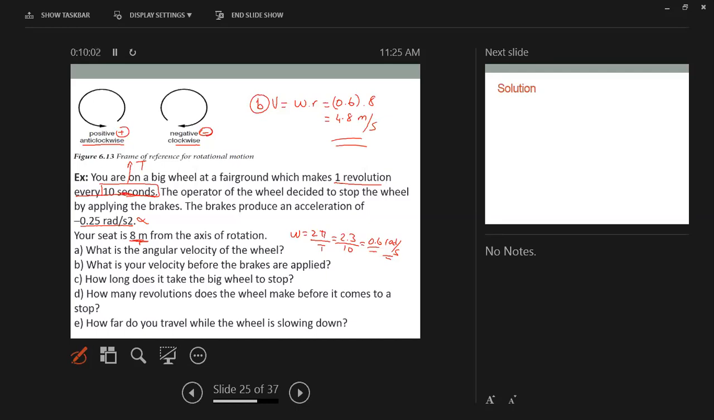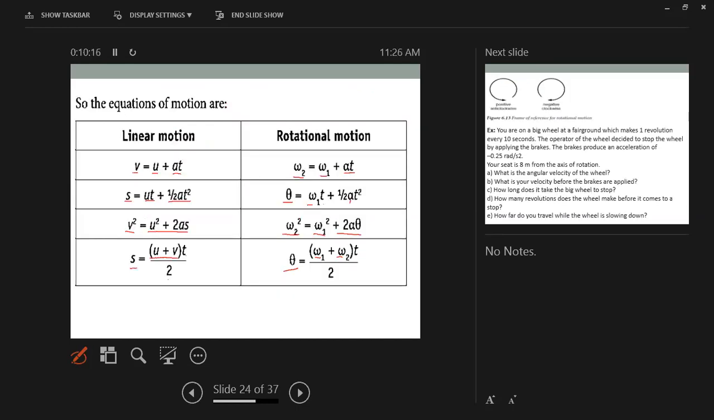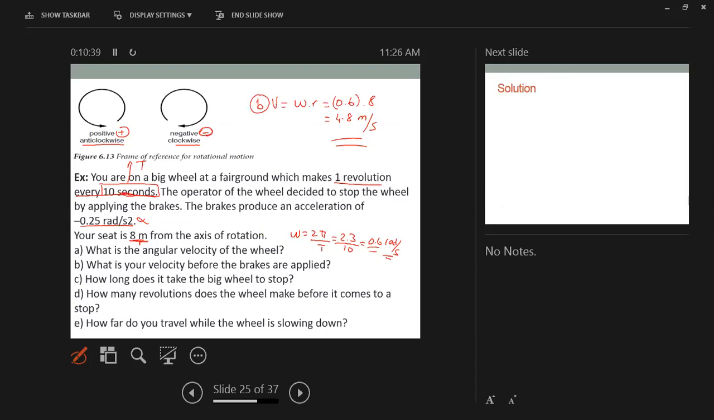So how long does it take the big wheel to stop? Here we are going to use the equation that involves initial and final angular velocity. Let's go back a little bit. Which equation can be applicable for this? It has both initial and final angular velocity, and it has angular acceleration and time. Which one is going to be applicable? Can you guys tell me? Look at the first one. It has final, it has initial, it has angular acceleration and time. So we're going to use the first formula to apply for C.